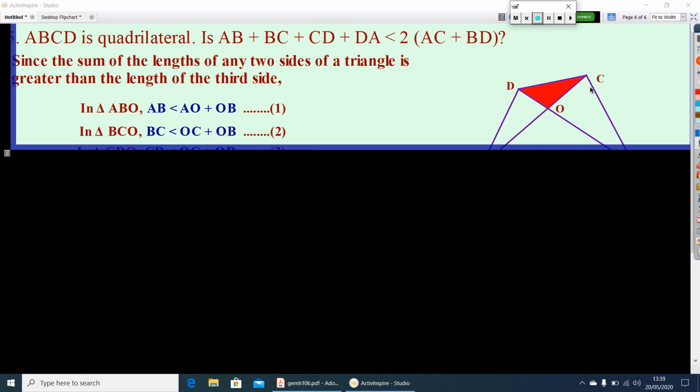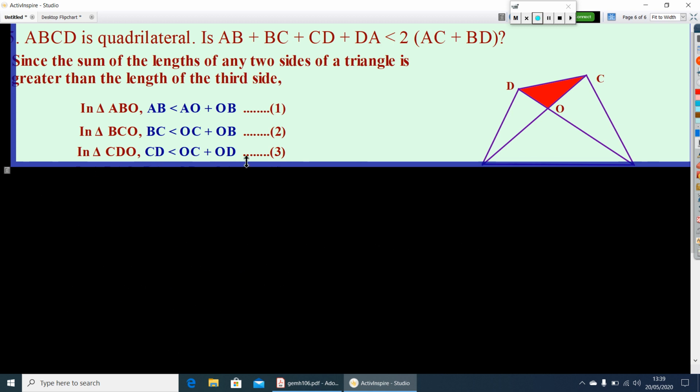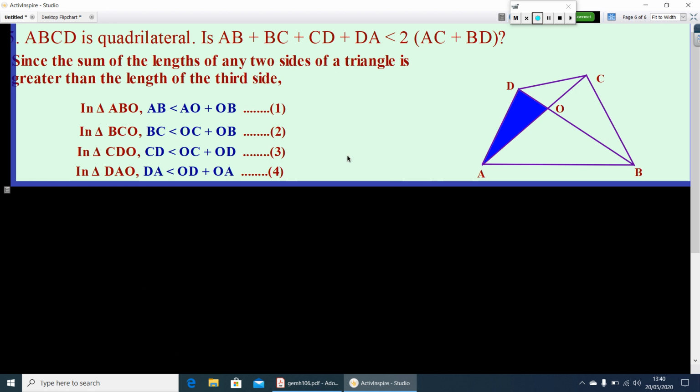Now consider triangle CDO. How will you write it? You can write CD less than OD plus OC. That is, in triangle CDO, CD less than OC plus OD. Now let me consider the other. Consider the triangle DAO. You can write in triangle DAO, DA less than OD plus OA. These 4 we can write as equations 1, 2, 3 and 4.